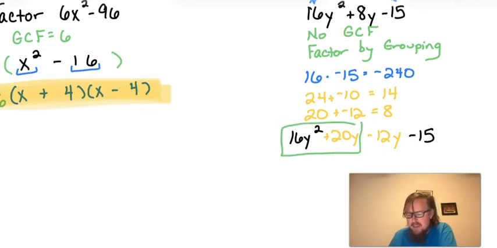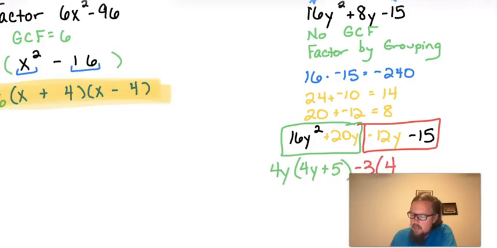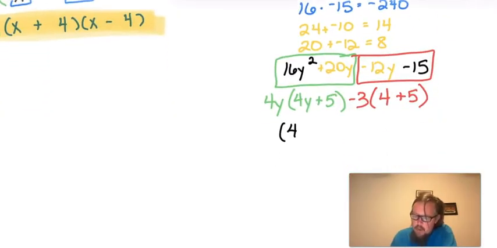So let's factor by grouping here. 16y squared and 20y has a greatest common factor of 4y, leaving us with 4y plus 5. And over here, as I said, we're going to have to factor out a negative. That'd be negative 3, leaving us with, hey, what do you know, 4y plus 5. So our answer is going to be 4y plus 5 and 4y minus 3. And there's our solution to that one.